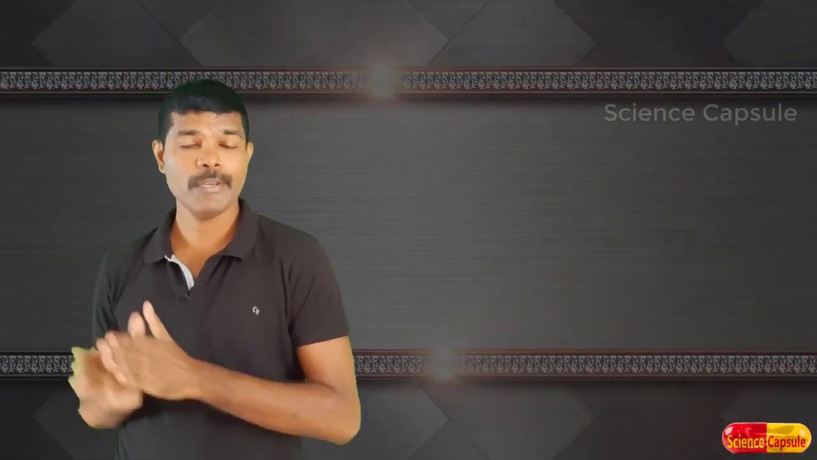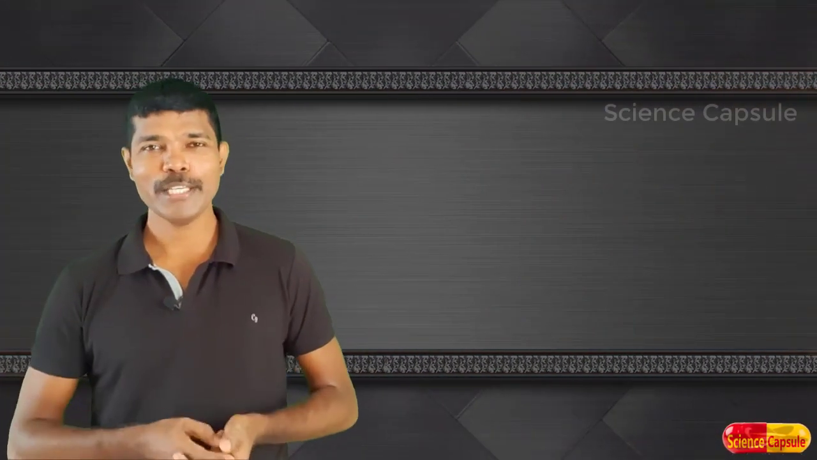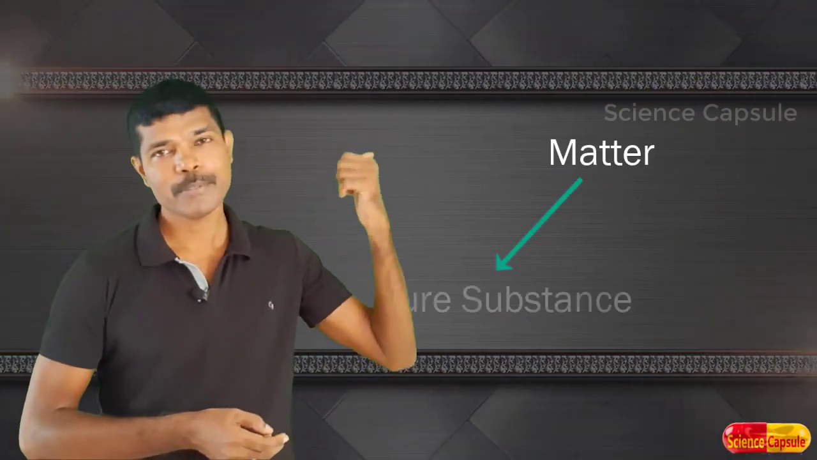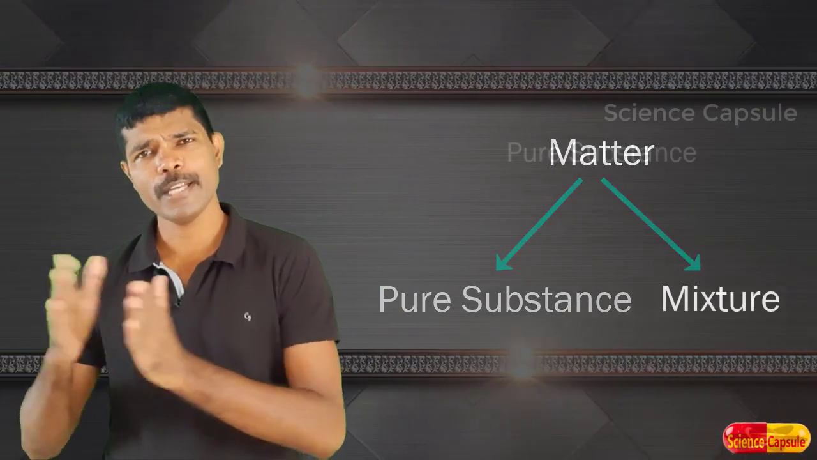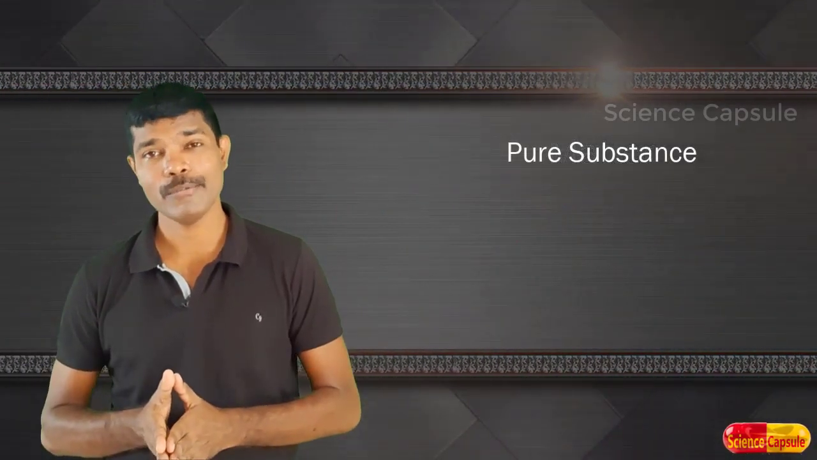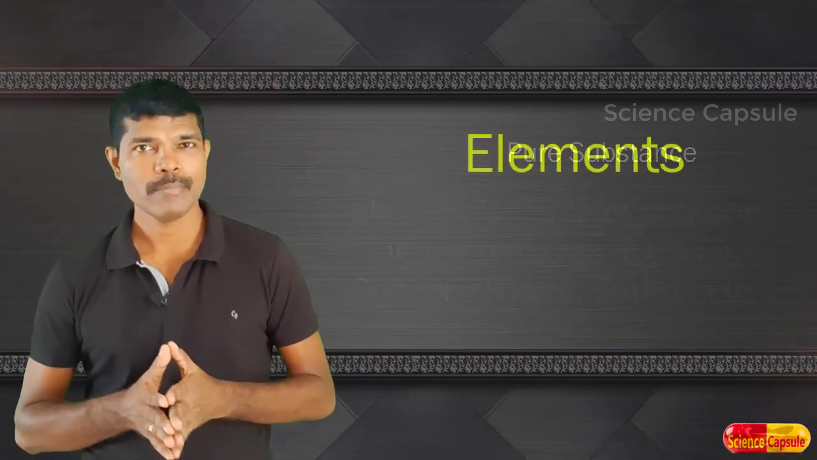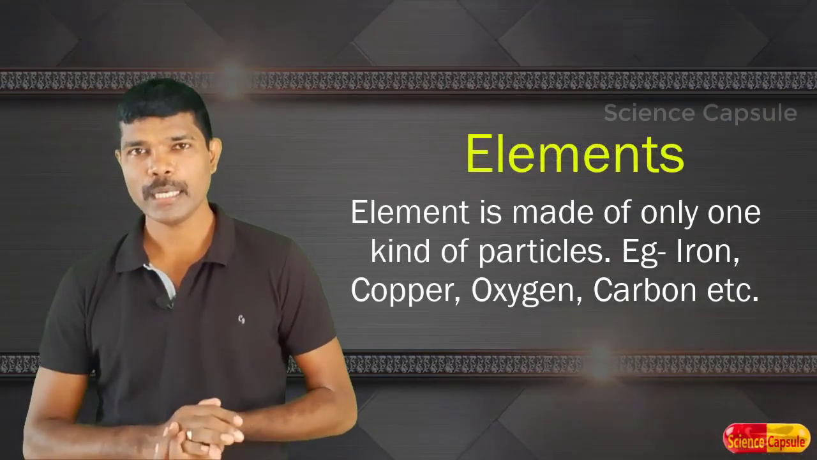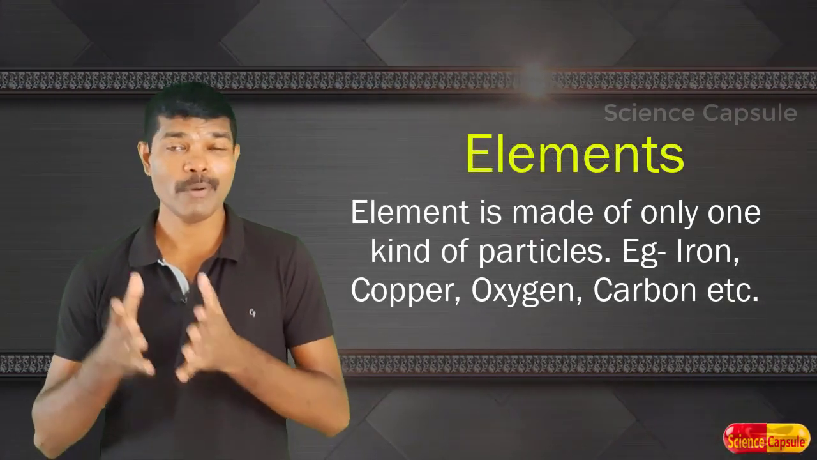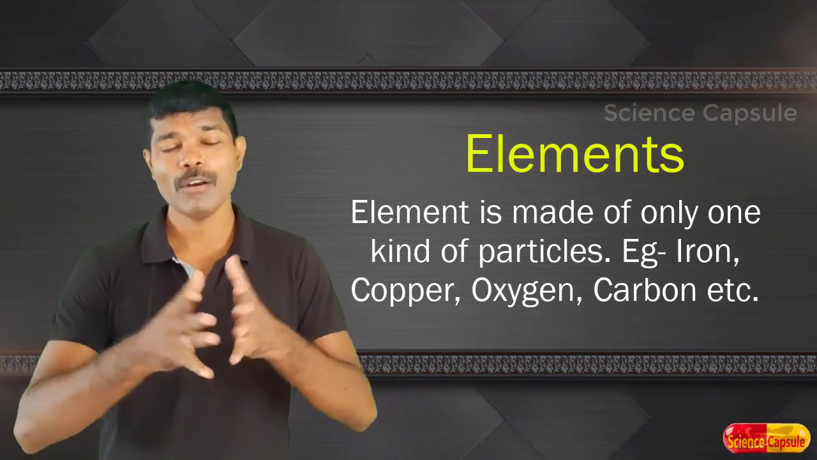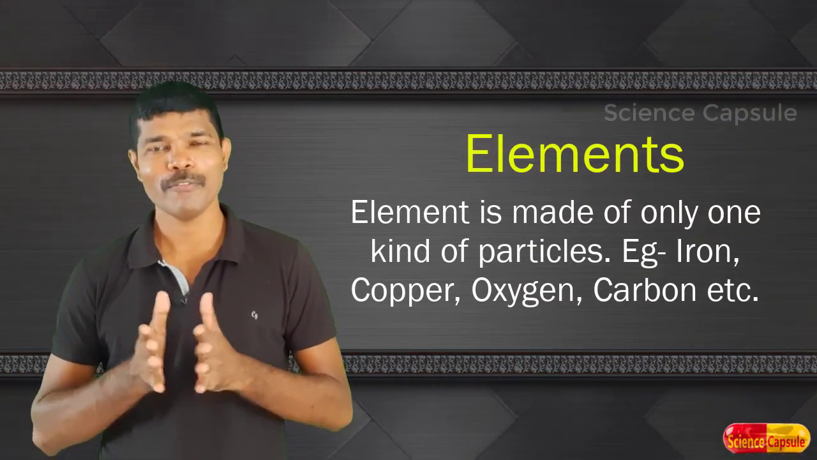And on classification of this matter, it is broadly classified into 2 categories. One is called pure substance and another one is mixture. Further classification of pure substance gives you element and compound. Here element is the substance which is made up of only one type of particle. Iron is an example, aluminum, copper, carbon, oxygen, all these are examples of elements.